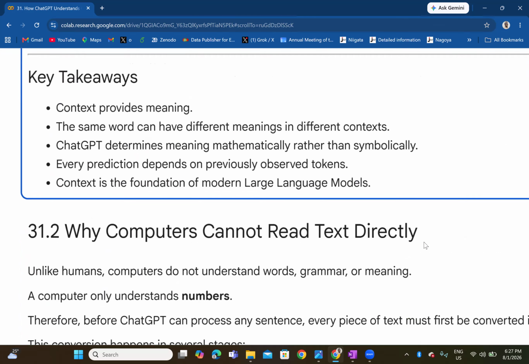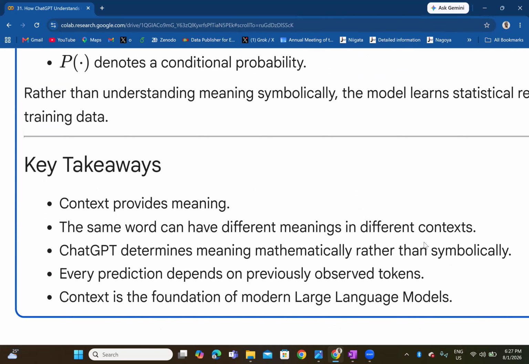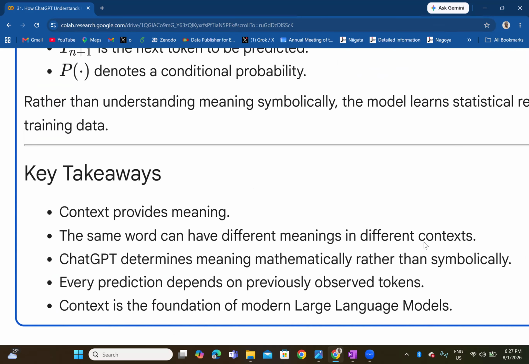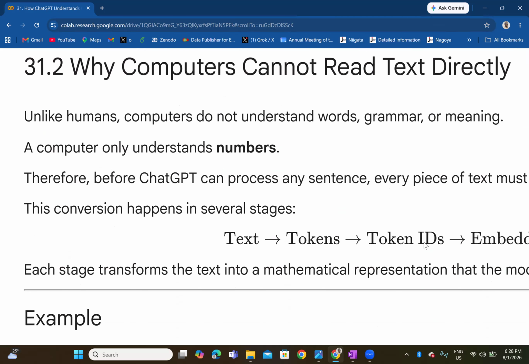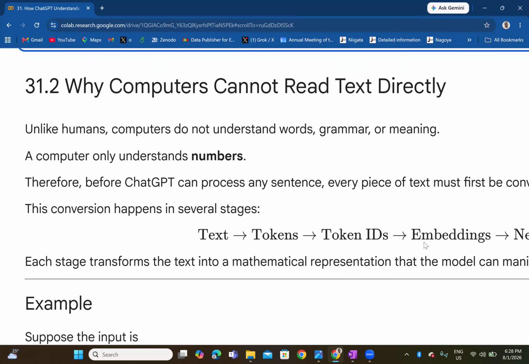Some key takeaways about the idea of context. First of all, context provides meaning. The same word can have different meanings in different contexts. Like bat: it can be a bat for playing sports, or the animal, the mammal. And when we talk about bank, it can be a river bank, or a bank where we deal with money. Then ChatGPT determines meaning mathematically rather than symbolically. What is normal to humans, ChatGPT needs mathematics to get. Every prediction depends on previously observed tokens, so previously observed tokens determine what's going to happen next. And context is the foundation of modern large language models. So context really matters.